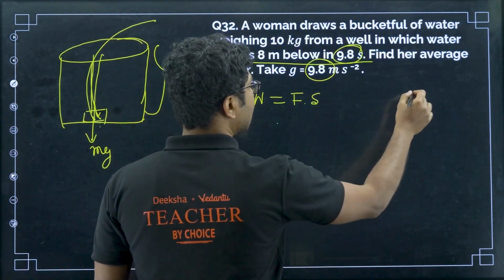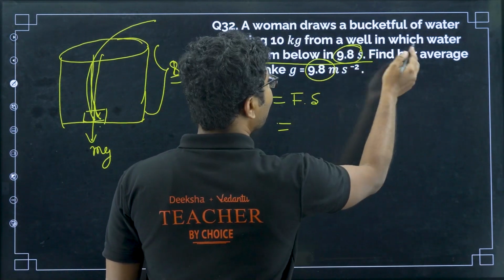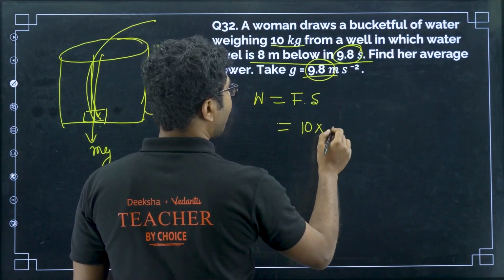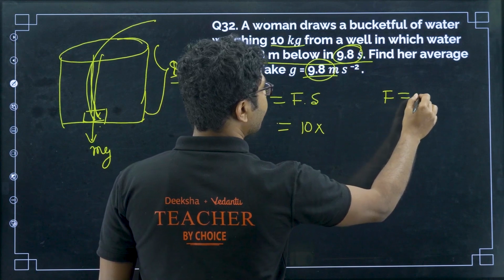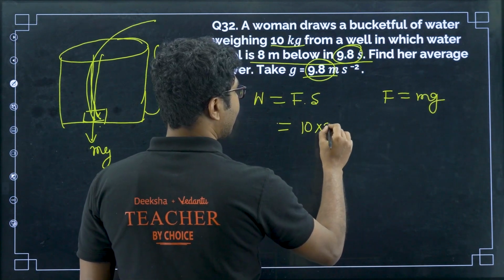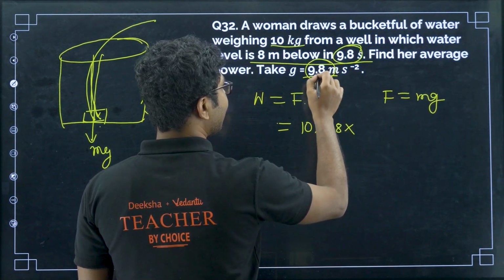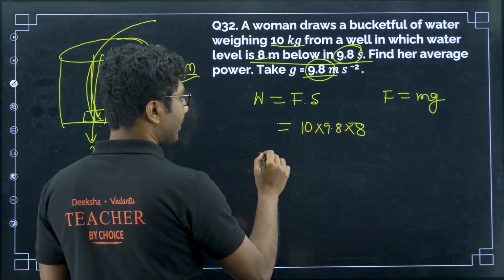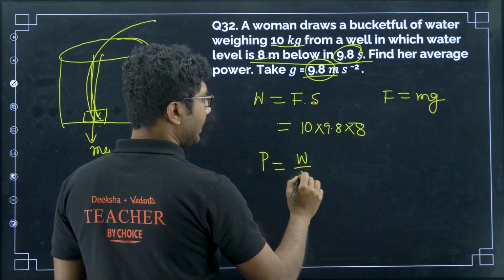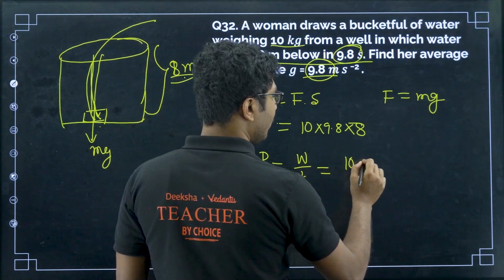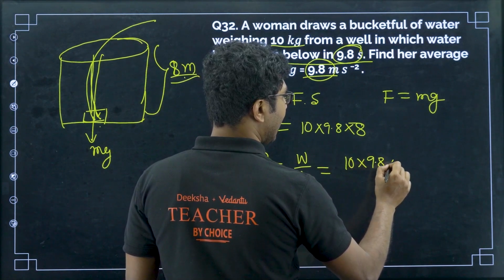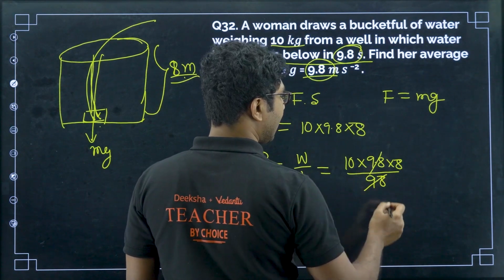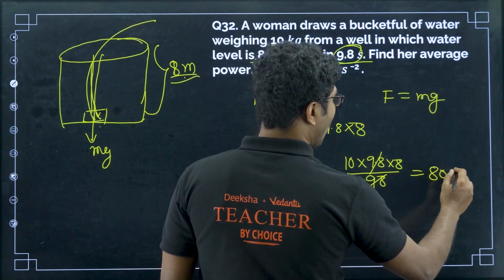Force is basically mg, where m is given as 10 kilograms and g is 9.8. So here F equals mg, that is 10 into 9.8, and s is given as 8 meter. Okay, so this is the work done. Now what is the power? Power is work done divided by time, that is 10 into 9.8 into 8 divided by 9.8. So 9.8 and 9.8 cancel, so 80 watt.